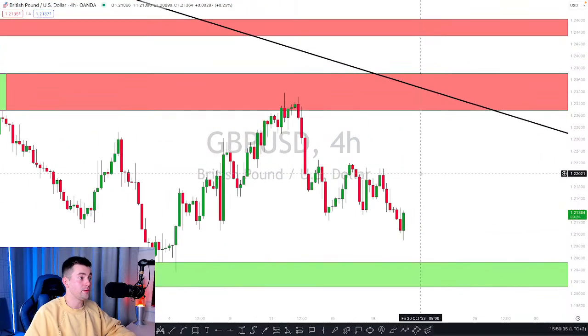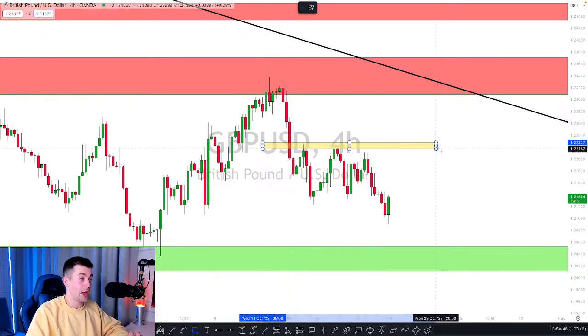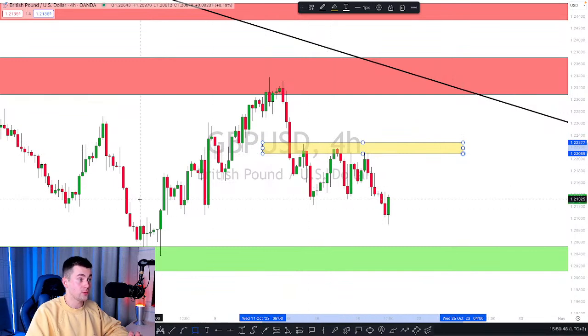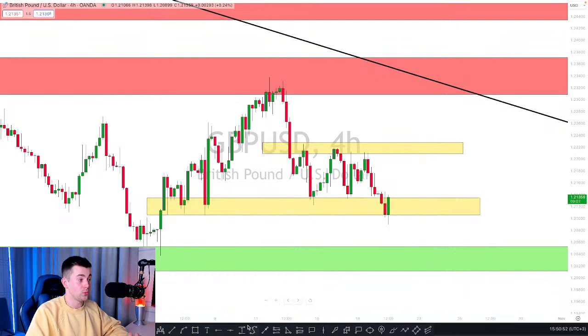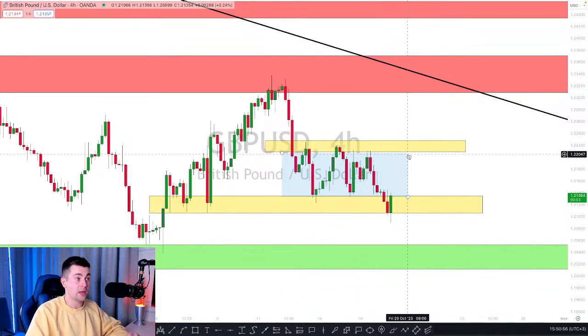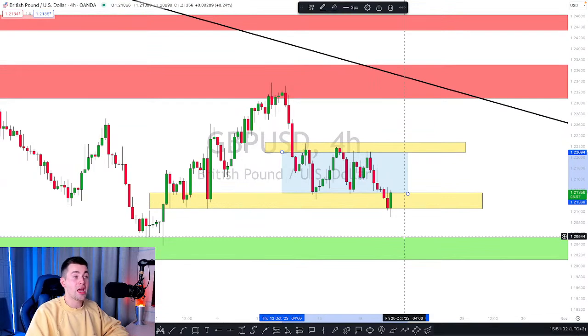Because on the 4 hour time frame, traders, what we see is that we have a very important horizontal range. We have strong resistance right here, and here we have wide and strong horizontal support, and we are currently stuck within that range. So what will be your bearish confirmation here? What will confirm a bearish continuation on pound dollar?